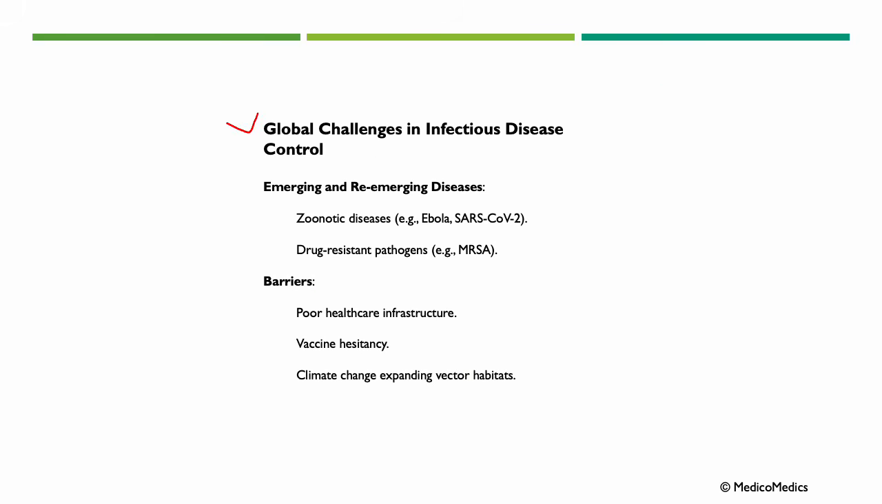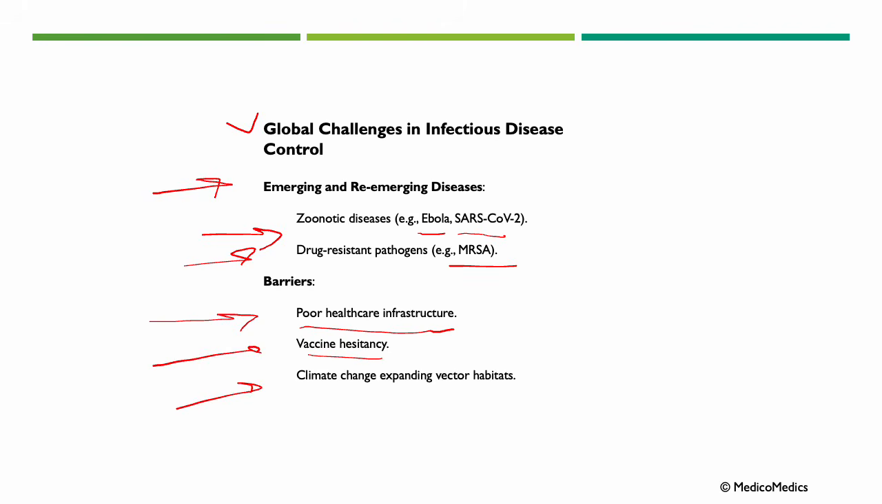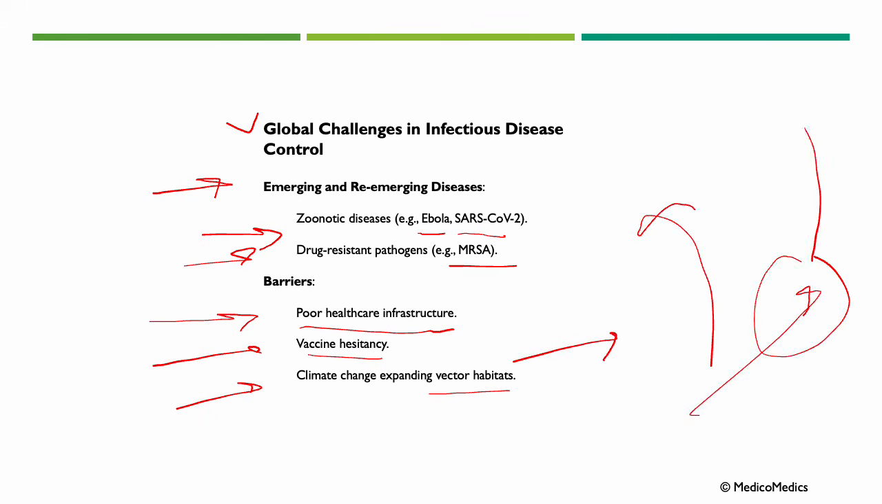Some global challenges in infectious disease control: emerging and re-emerging diseases, so zoonotic diseases like Ebola, SARS-CoV-2, and drug-resistant pathogens like MRSA. Barriers include poor healthcare infrastructure, vaccine hesitancy, and climate change expanding vector habitats. So, for example, mosquitoes spreading more throughout the world, carrying malaria, is an example of that.